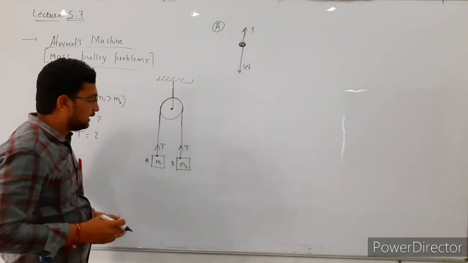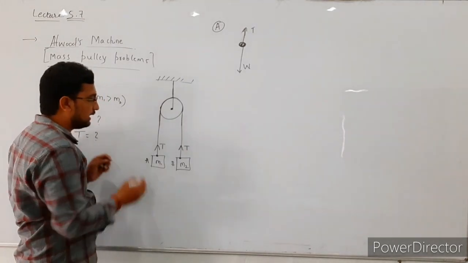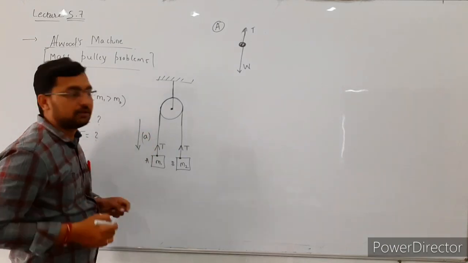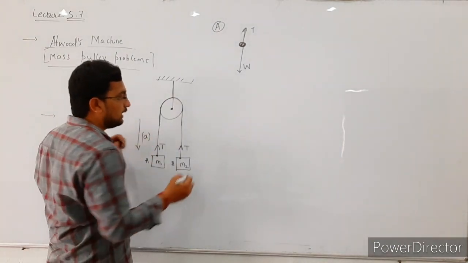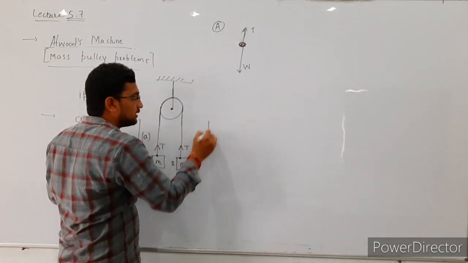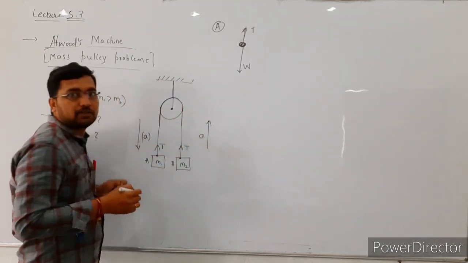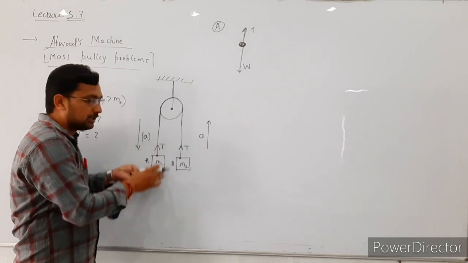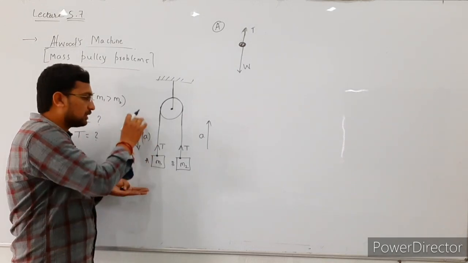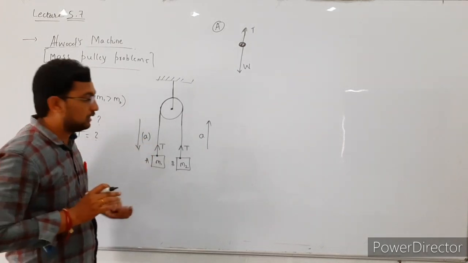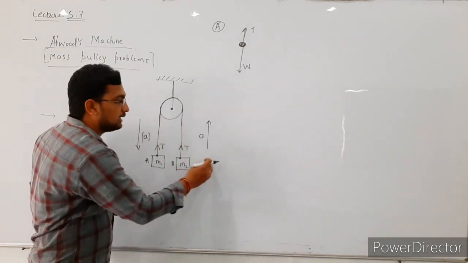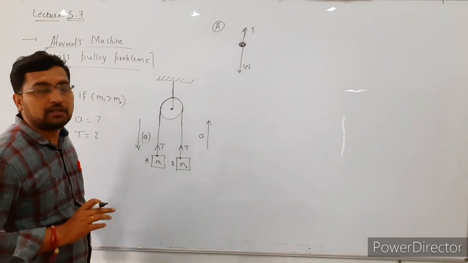See here, in this case the body is moving in this direction, and the direction of the acceleration is in this direction. Here the weight of the first body is more, that is why this body is moving in the downward direction, so the direction of acceleration is also downward. In this case, the body is moving in the upward direction, and this is the direction of acceleration here.